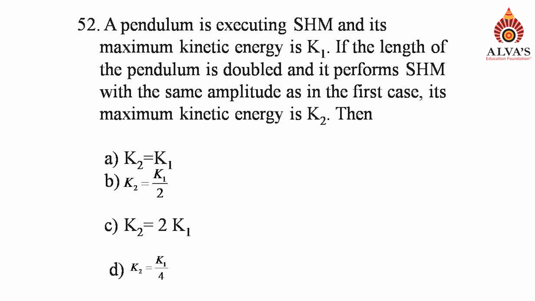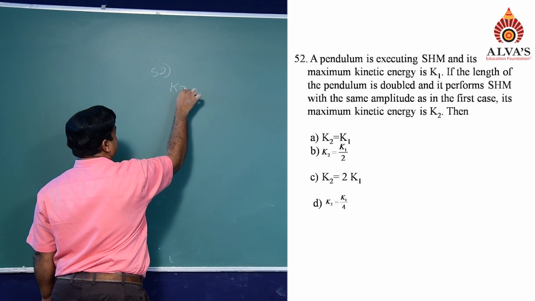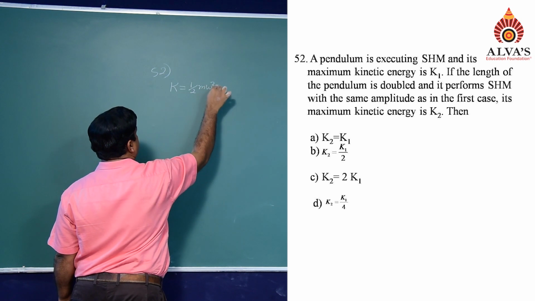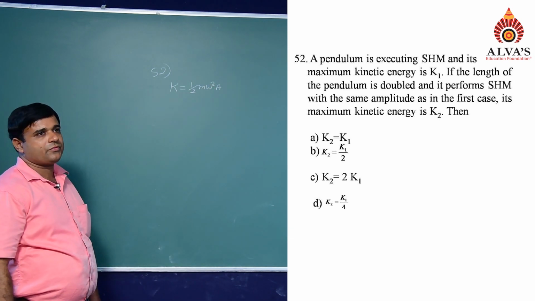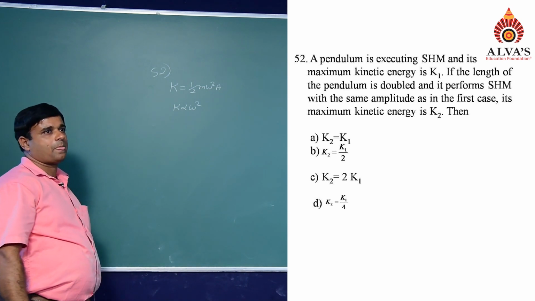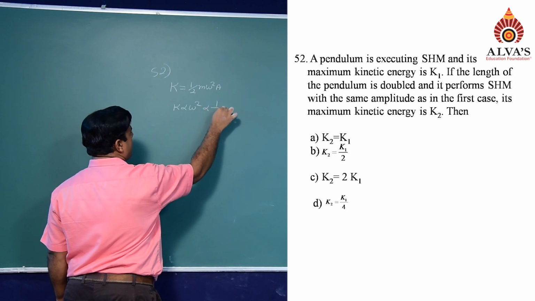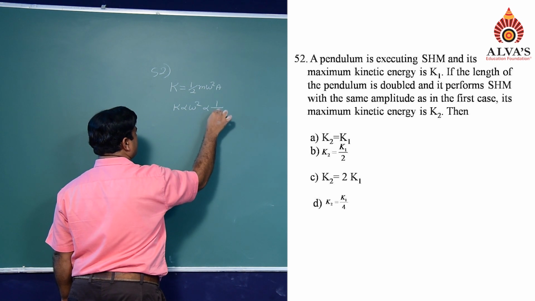A pendulum is executing simple harmonic motion and its maximum kinetic energy is K1. If the length of the pendulum is doubled and it performs simple harmonic motion with the same amplitude as in the first case, its maximum kinetic energy is K2, then relate K1 and K2. Maximum kinetic energy is given by the formula half m omega square A square. Here mass is constant, they have same amplitude, A is constant, therefore K is proportional to omega square. Length is changed here, so omega depends on L. Omega is inversely proportional to root L, so omega square is inversely proportional to L.